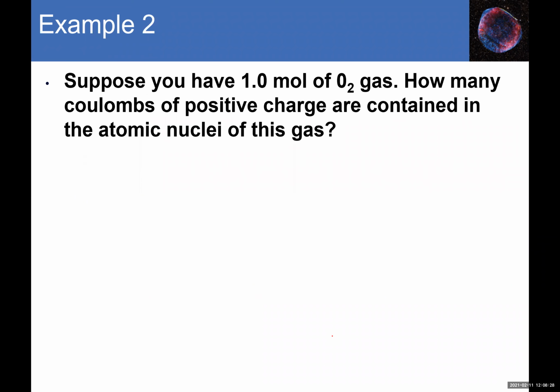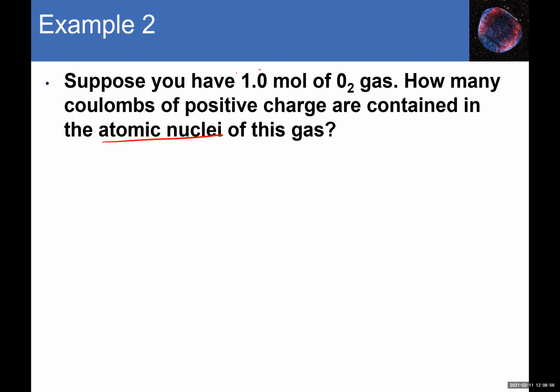All right, here's another example. Suppose you have 1 mole of oxygen gas. How many coulombs of positive charge are contained in the atomic nuclei of this gas? You have to be careful with this example. Actually, since we talk about the nucleus, it's in terms of protons, which means number of particles.